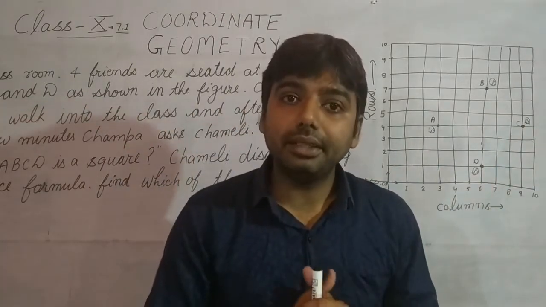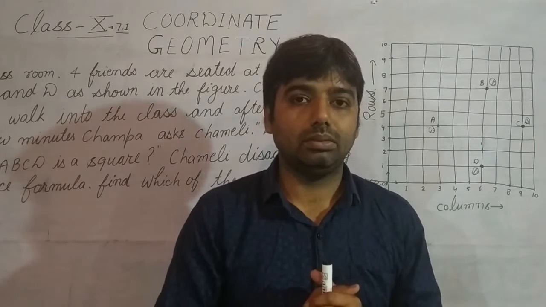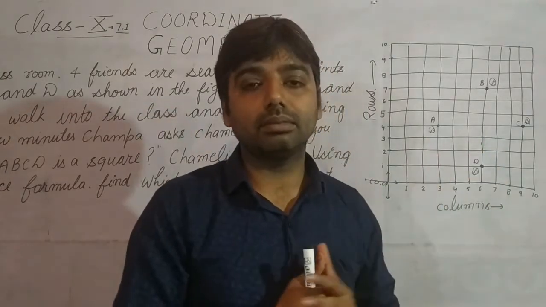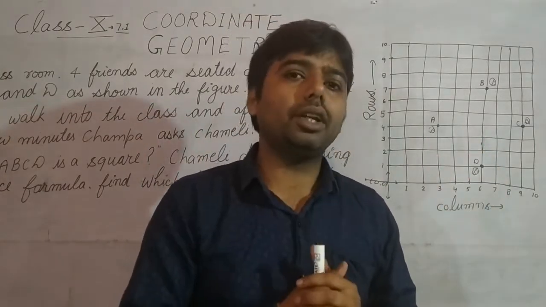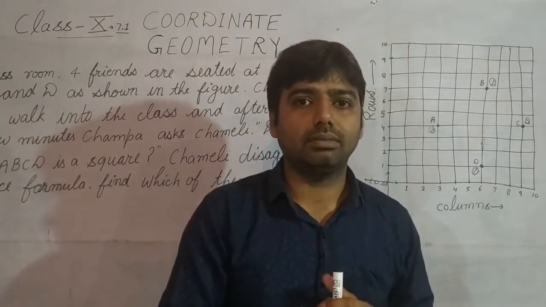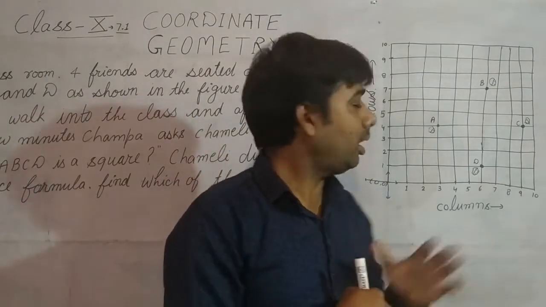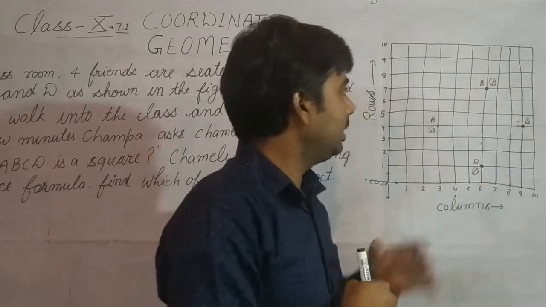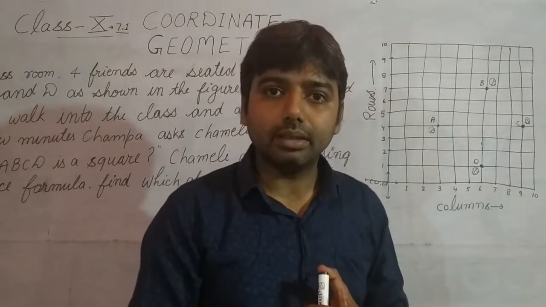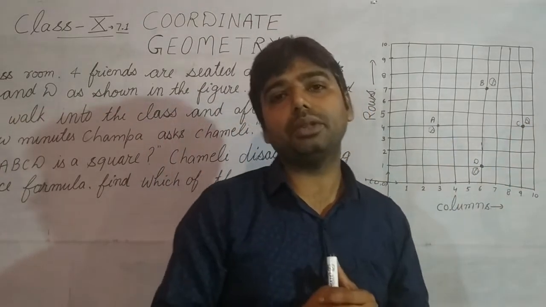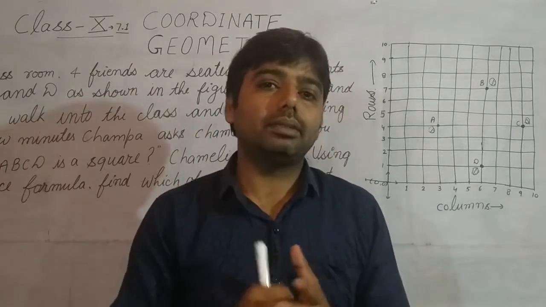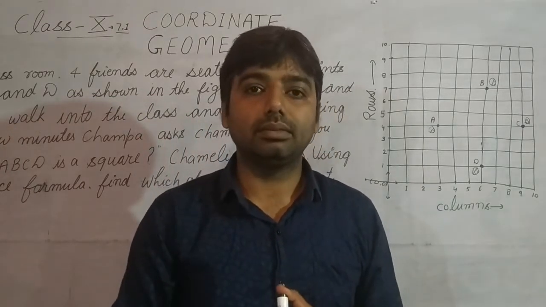But Chameli disagrees. No, they are not making any square. So we are required to find out this case. Are A, B, C, D sitting at a square or not? For this we are required to know the qualities of a square. What are the qualities of a square?